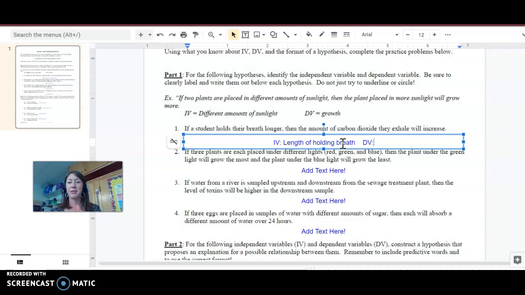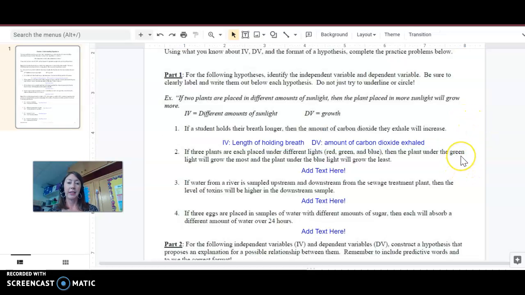Okay, the dependent variable is then the impact that it has. And if we look at the second half of that hypothesis here, we notice that there's going to be a change or a result in the amount of carbon dioxide. Spelling is important. And let's say the amount of carbon dioxide exhaled, right? Because we want to be specific. And so that's all you have to do for part 1. You are just identifying the independent and the dependent variable.